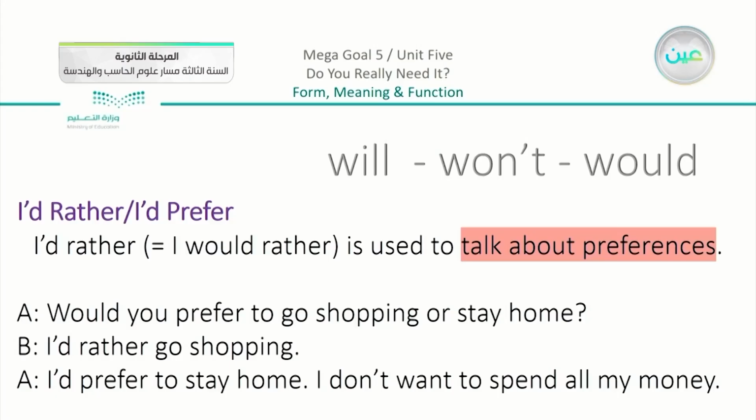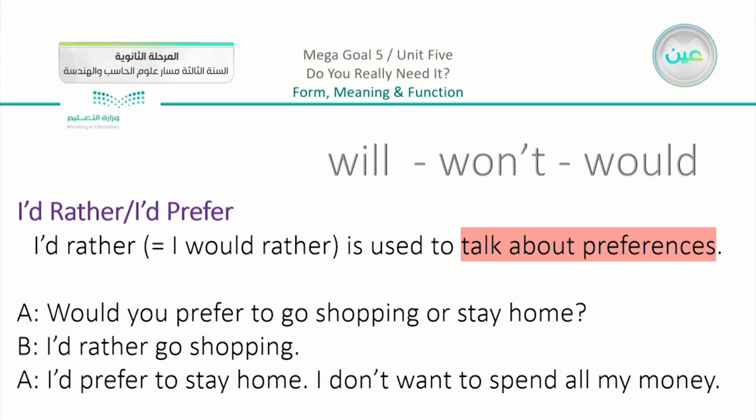So we have the sentences. A, would you prefer to go shopping or stay at home? B, I'd rather go shopping. A, I'd prefer to stay home. I don't want to spend all my money. So in the two examples we have here, I'd rather go shopping or I'd prefer to stay at home. We have here the shortened version of I would that can be used. And you do know now that if I am going to use prefer or rather in the sentence, I have to turn will here in the past.